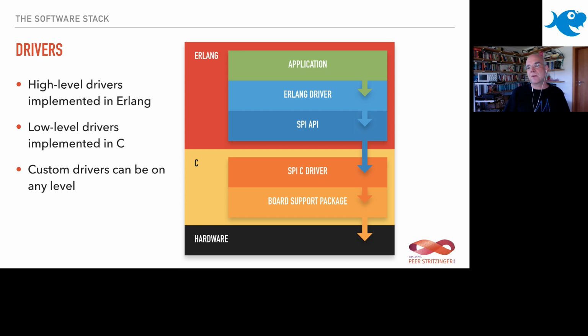So that's how a driver would look. The usual thing: you have an application, you have the Erlang driver, you have the SPI API, which basically calls into a C driver, which can also be a NIF. In this case, it's a C driver because when we were starting with GRiSP, we were not able to use NIFs because NIFs depended on being dynamically loaded, and we can't load anything dynamically. Everything needs to be linked statically.